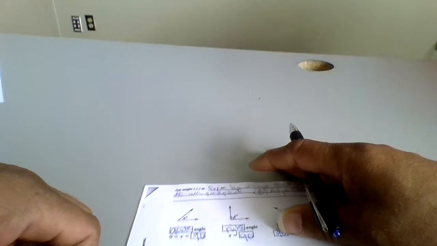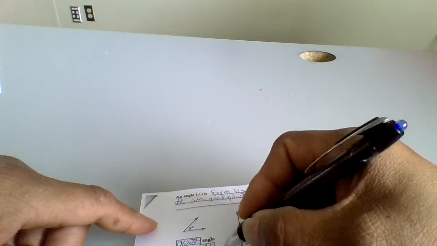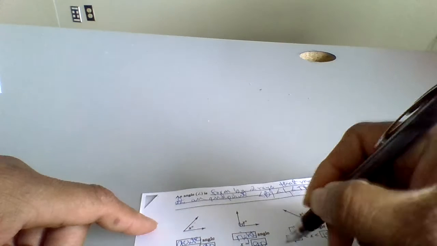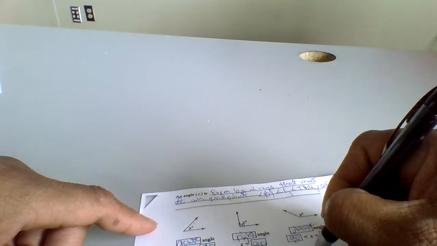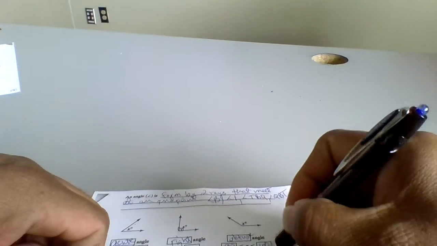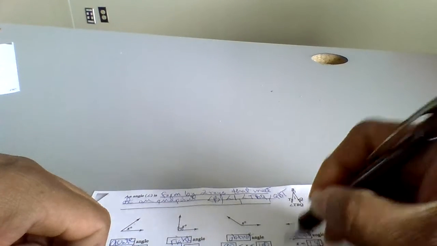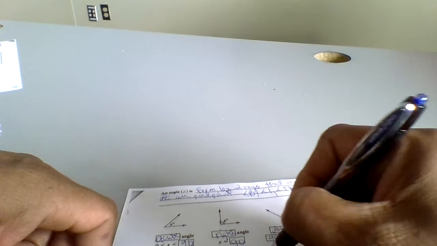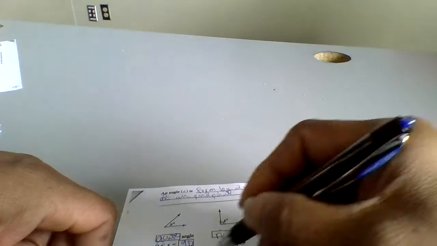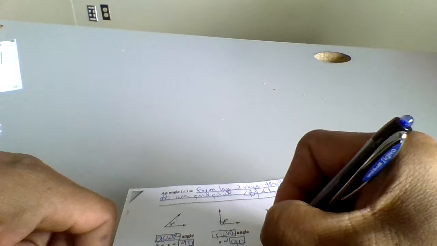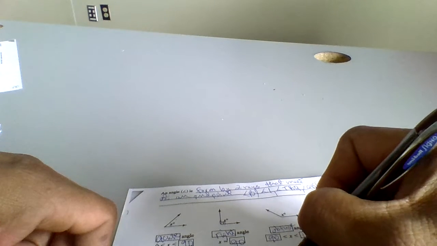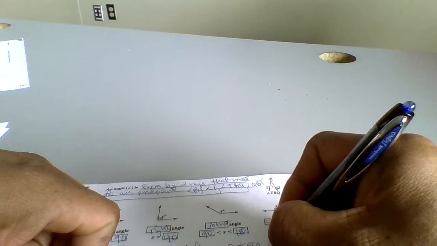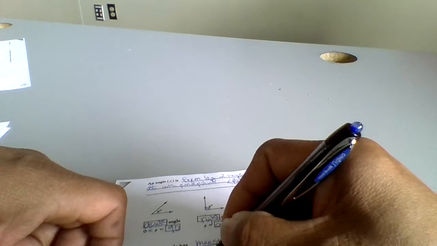All right, acute angle, and it's good to write these out. An acute angle has a measure between 0 and 90. A right angle has a measure equal to 90. An obtuse angle has a measure between 90 and 180. And a straight angle has a measure of 180.